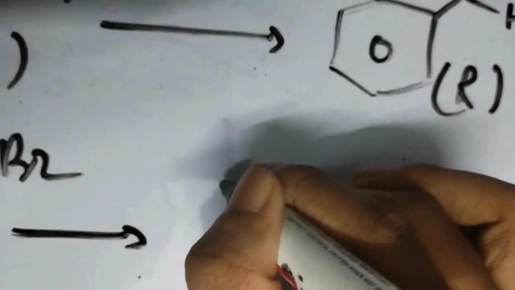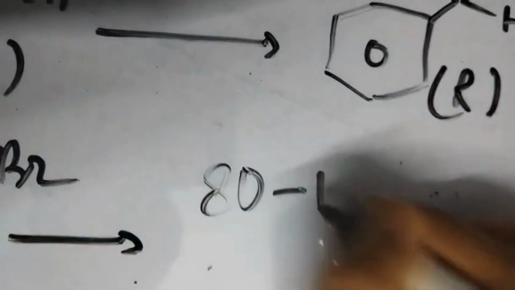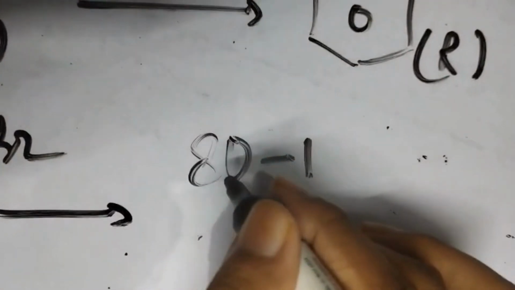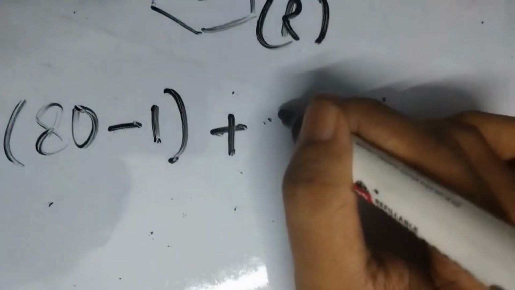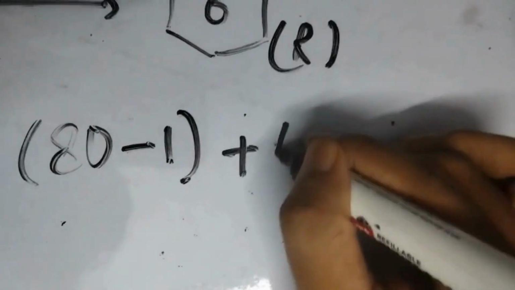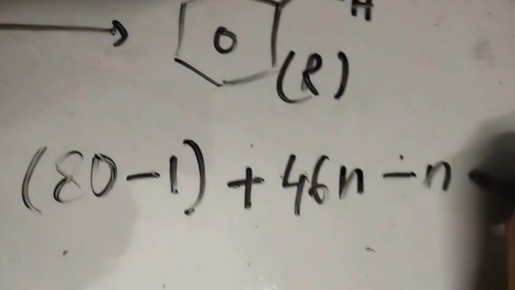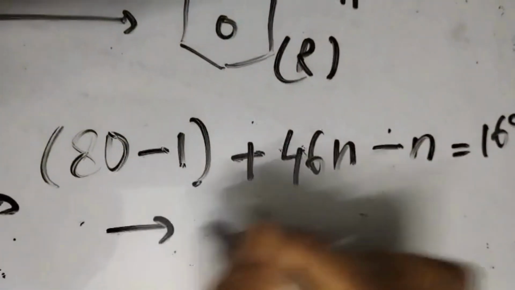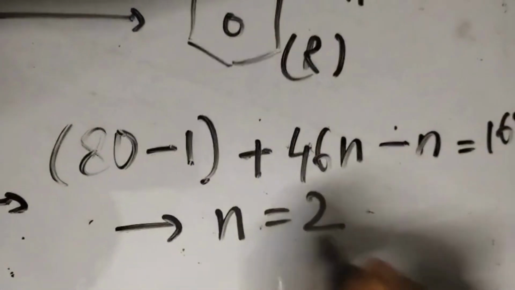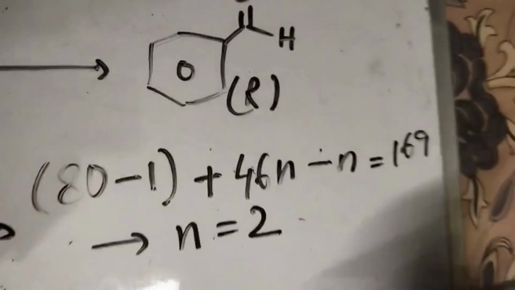So let us assume that n number of NO2 groups are added. If benzene has molar mass 78, then on attaching one bromine the mass increases by 80 minus 1, because one hydrogen is removed and a bromine atom is added. This is the increment due to the bromine addition, and there are n number of NO2 groups added, so molar mass of NO2 is 46, so 46n minus n for the hydrogens removed. This is the increment and this is equal to 169. Now when we solve this we get n is equal to 2. So there are two nitro groups that have been added to the system.